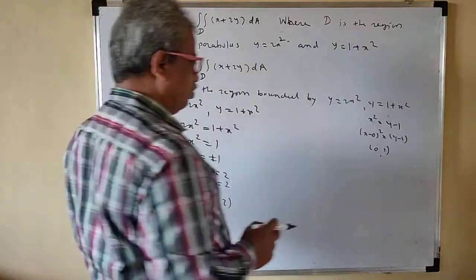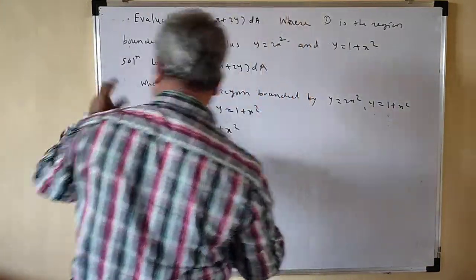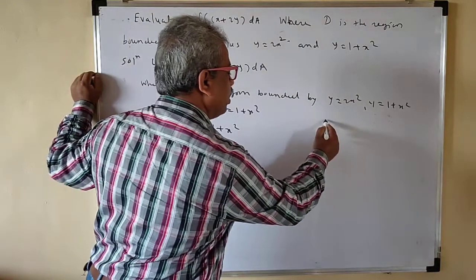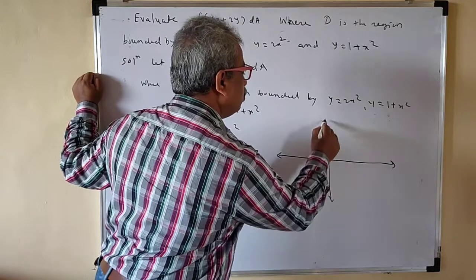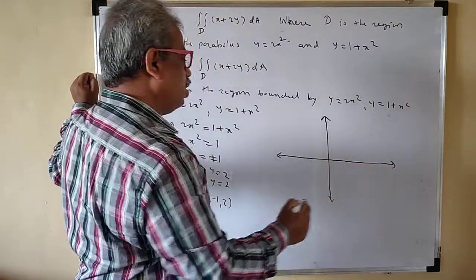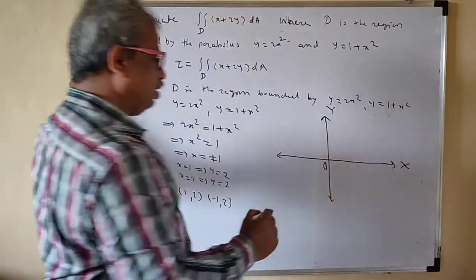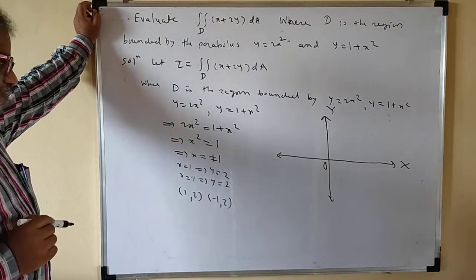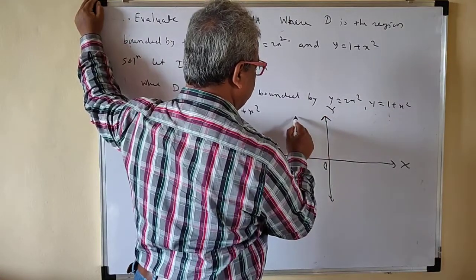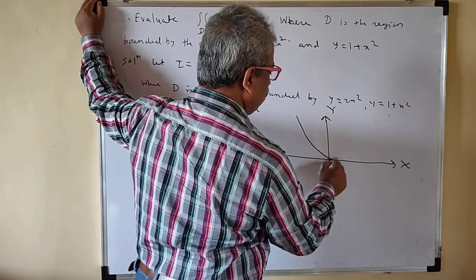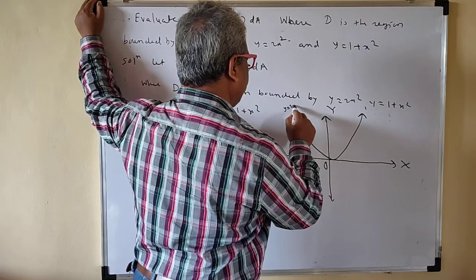So now we draw the figure. This is your x-axis, this is your y-axis, and this is your origin. These are very important. First we will draw the parabola y = 2x².